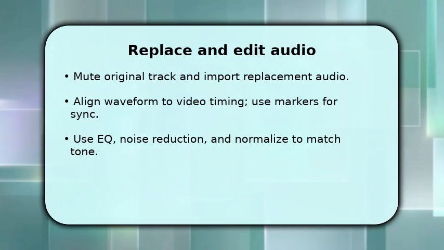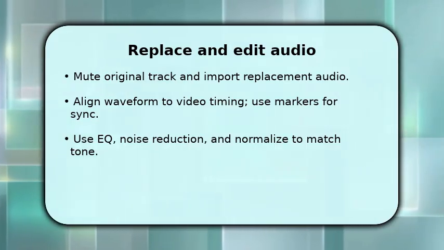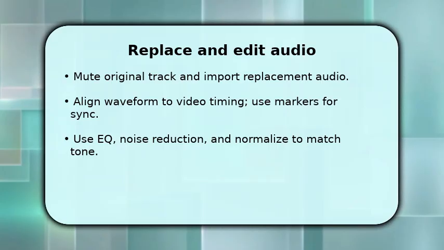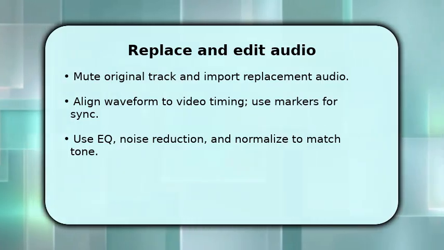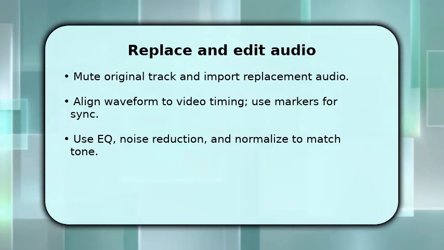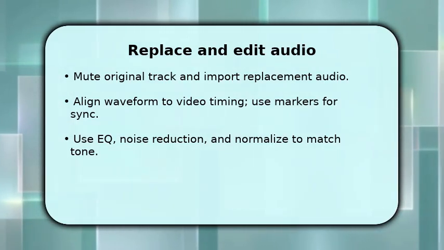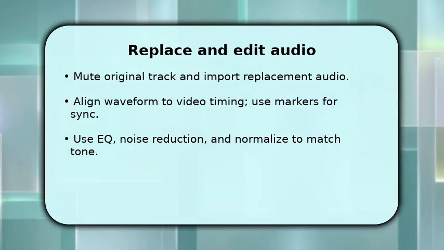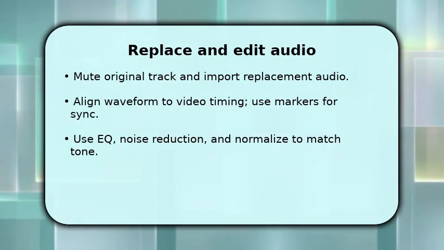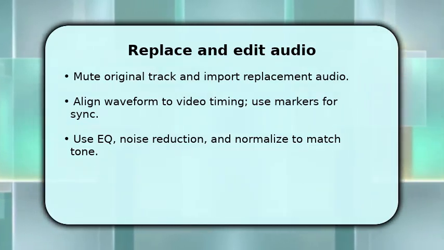Once done with prep, mute the original track and bring in your replacement audio, whether it's a voiceover, music, or clean dialogue. Make sure to align waveforms to visible peaks, use markers and zoom in so lips and beats match. Then apply noise reduction and an EQ curve to make the new audio sit naturally, normalize levels, and use gentle compression if needed. These middle steps ensure sync and tonal consistency so viewers won't notice the change.